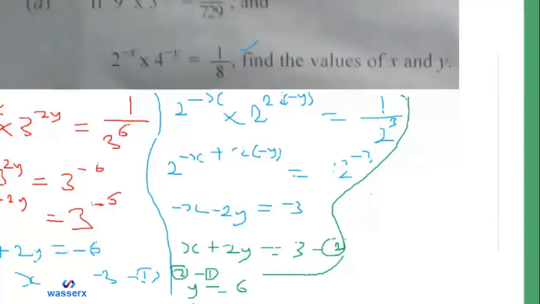Then we plug in this value over here, so from this equation, x will be equal to 3 minus 2y, where y is 6. So we are going to get x to be equal to 3 minus 12, which is negative 9.